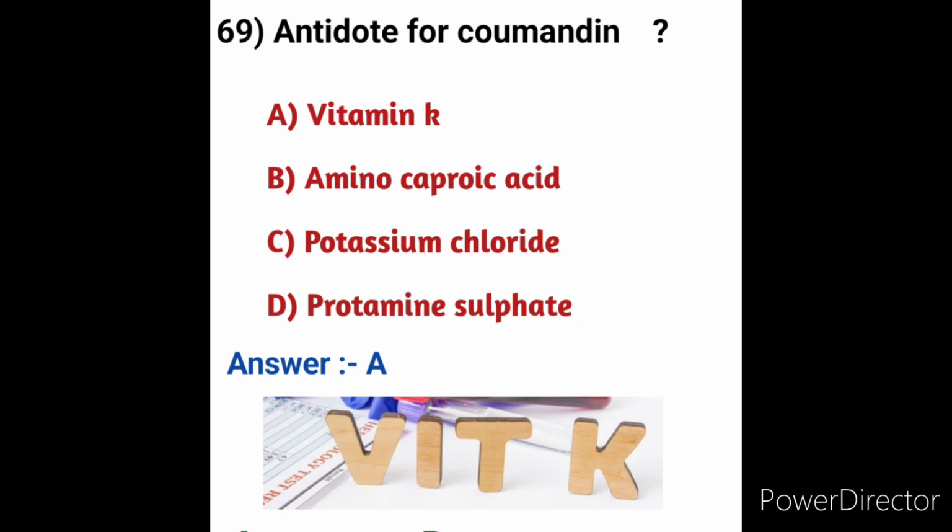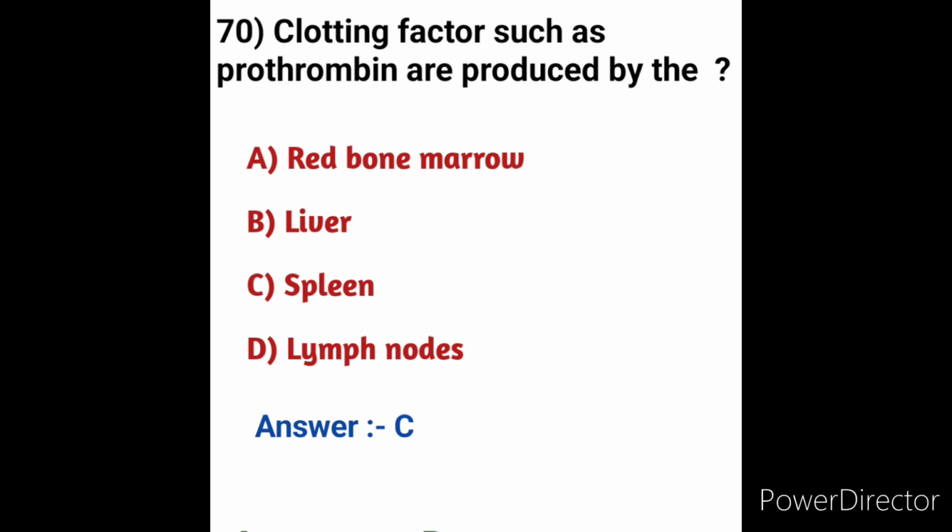Next, question 70. Clotting factors such as prothrombin are produced by the: option A red bone marrow, option B liver, option C spleen, option D lymph nodes. Prothrombin, the inactive precursor to thrombin, is synthesized by the liver. So here option B is the correct answer.